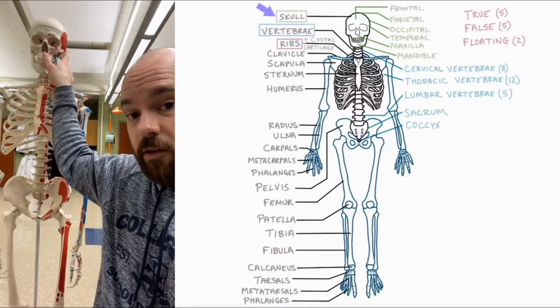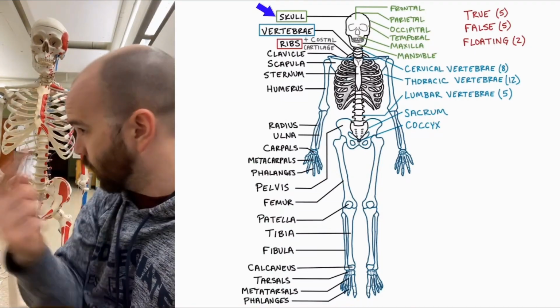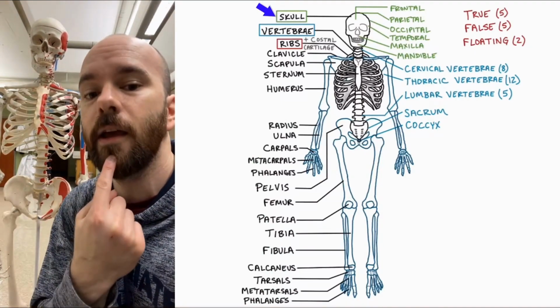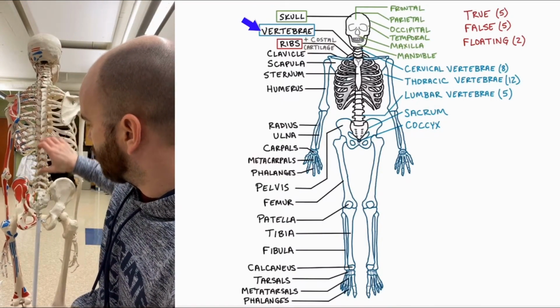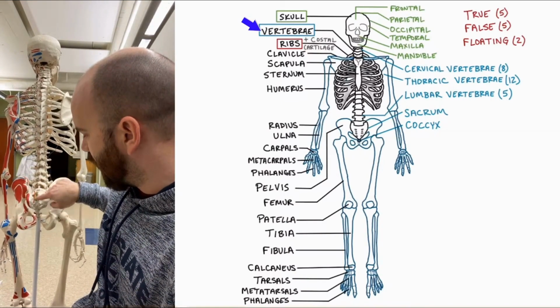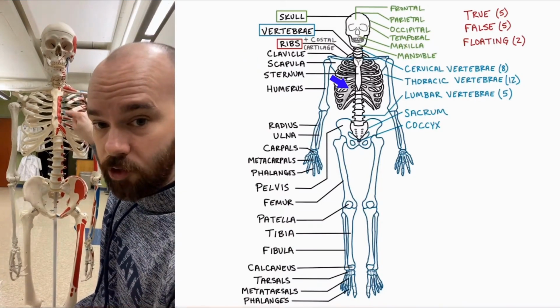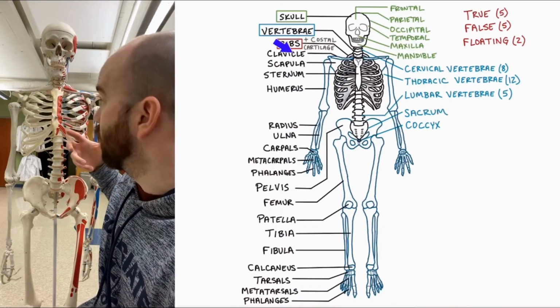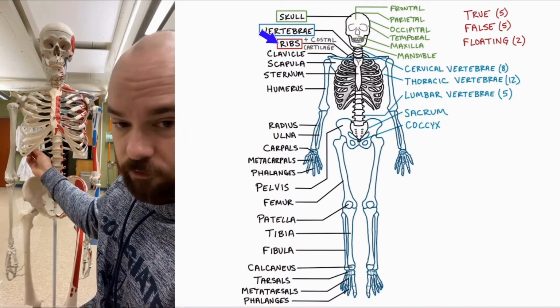All right, here we have the skull, and of course the skull contains the frontal bone, parietal bone, occipital bone, temporal bone, maxilla, and mandible. We've got the vertebrae, which will include 8 cervical, 12 thoracic, 5 lumbar, and then the sacrum and the coccyx. We have the sternum, and we have the costal cartilage branching out of the sternum, which connect to the ribs. We've got 5 true ribs, 5 false ribs, and 2 floating ribs in the back.